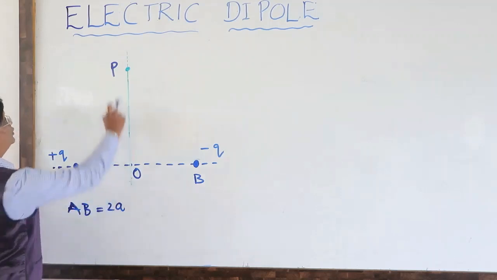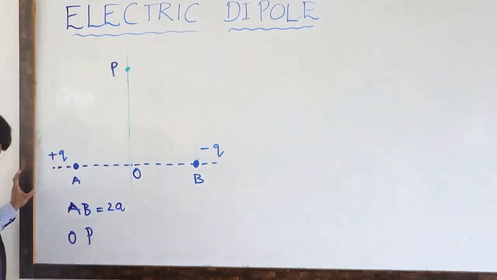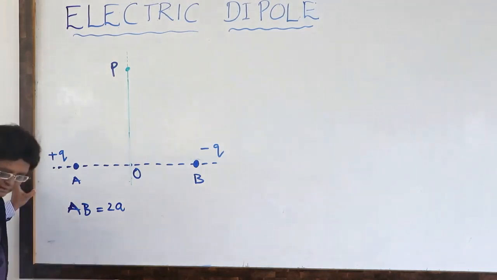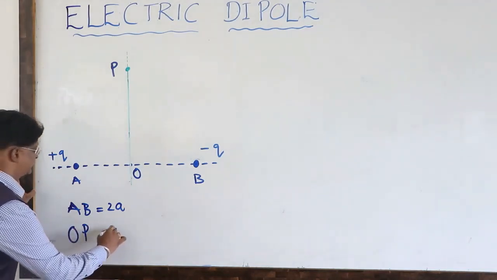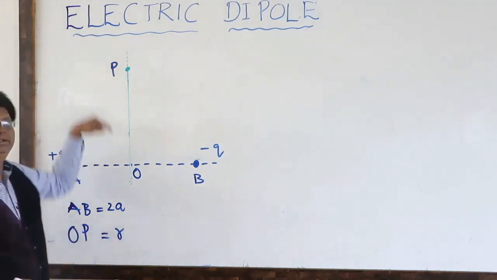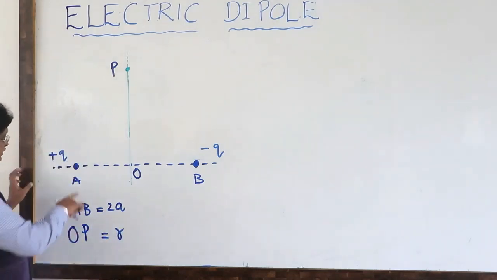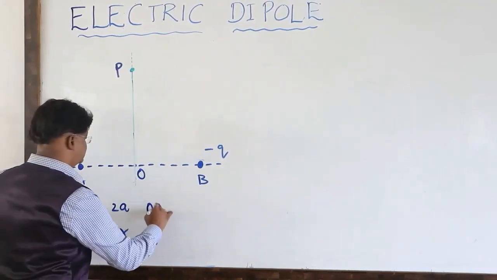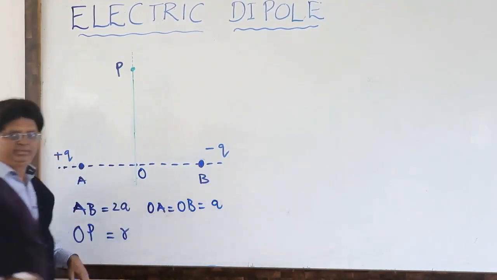And now OP is the distance of the equatorial point, of course always from the center of the dipole. Therefore, this distance OP I will take as small r. Naturally, OA is equal to OB is equal to a.